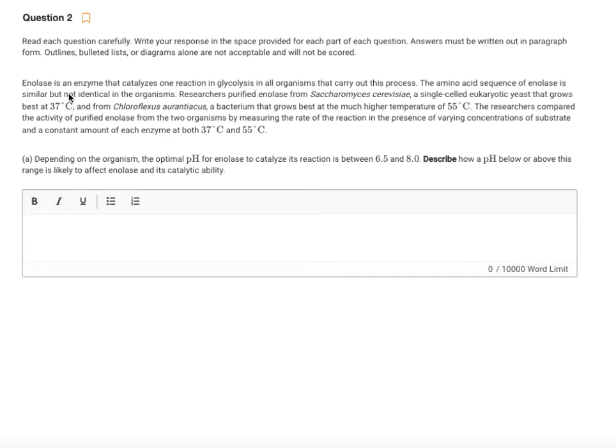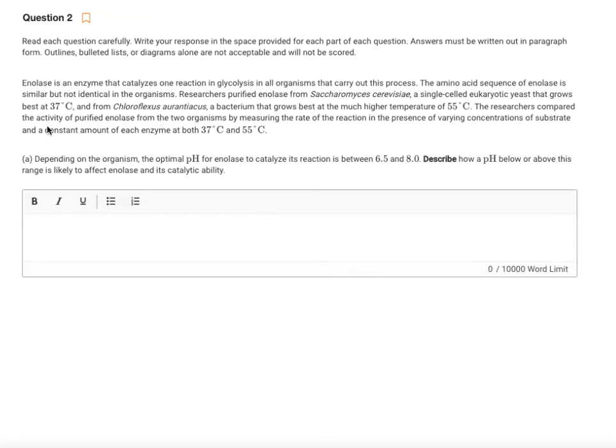The researchers compared the activity of purified enolase from the two organisms by measuring the rate of reaction in the presence of varying concentrations of substrate and a constant amount of each enzyme at both 37 Celsius and 55 Celsius. So depending on the organism, the optimal pH for enolase to catalyze its reaction is between 6.5 and 8.0. Describe how a pH below or above this range is likely to affect enolase and its catalytic ability.